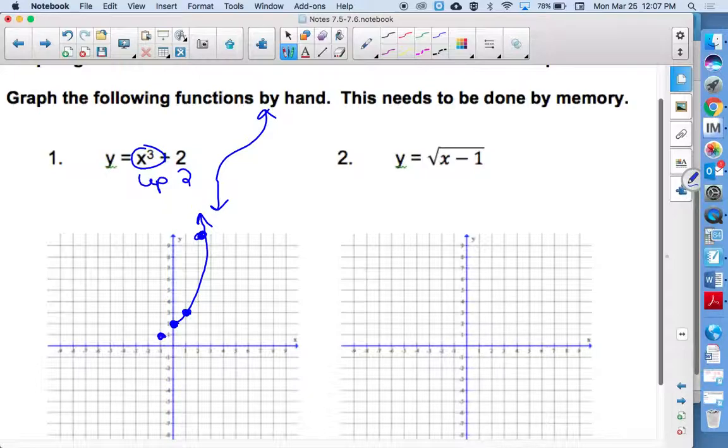When you cube a negative, it remains negative. If you go left 2, negative 2 cubed is negative 8.